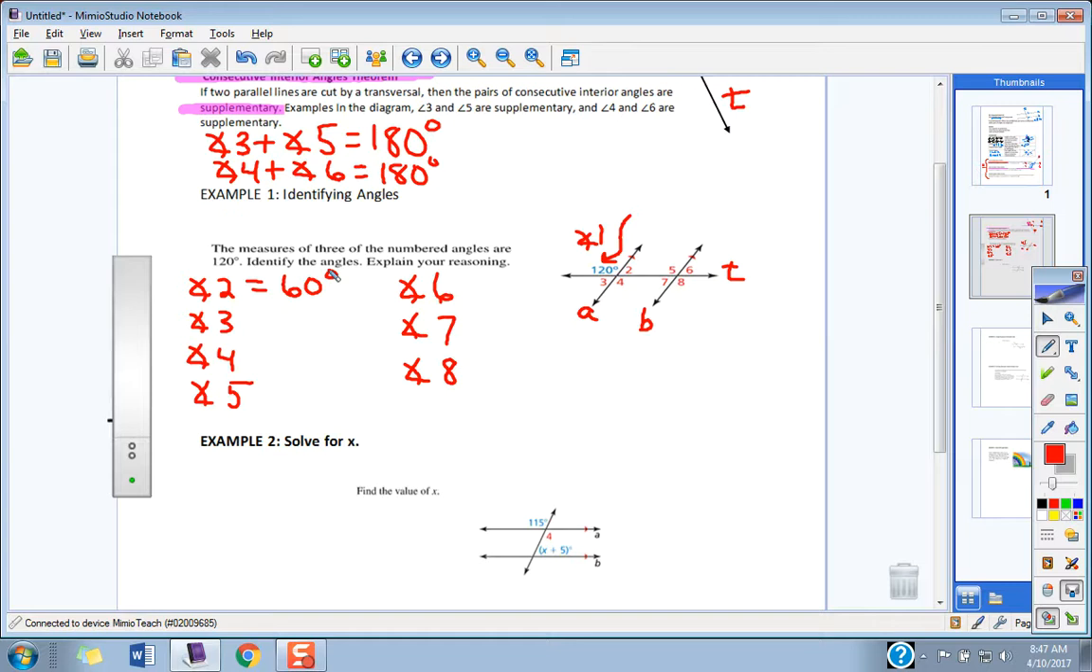60 degrees, because 120 and 60 right here. Guys, aren't angle 2 and 3 vertical angles? Have to be the same. So angle 3 would have to be what? 60. Okay, how about angle 4?